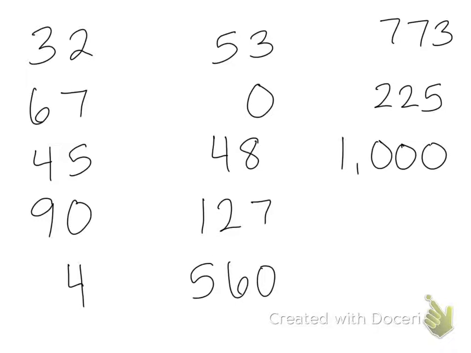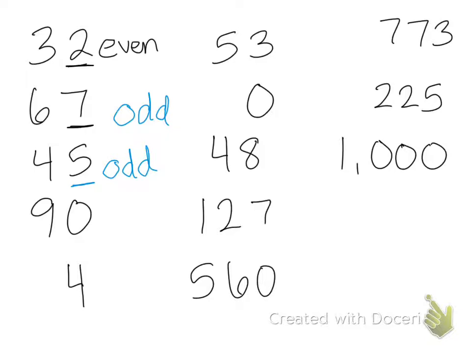Okay. So 32. The last number in this is a 2. So that means that this is an even number. Okay. On 67, the last number is a 7, so that means that this is an odd number. Okay. On 45, the 5 is an odd number, so that means this whole thing is an odd number. On 90, the 0 is an even number, so that means this whole number is even.